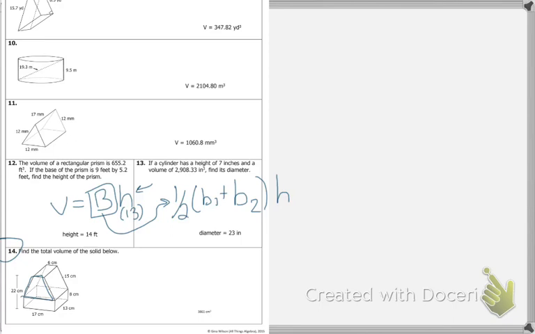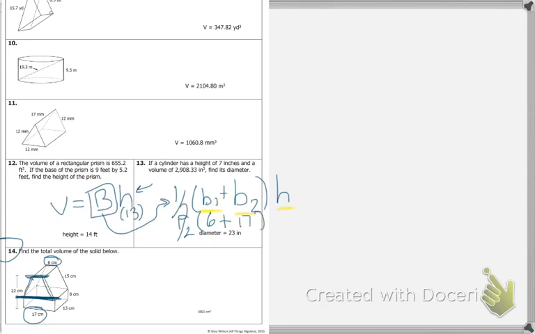All right. So to find the big B, we need to find out B1, B2, and the height. So here we have B1, that's 6. Let's see who B2 is. Well, B2 is right here. That makes it 17.